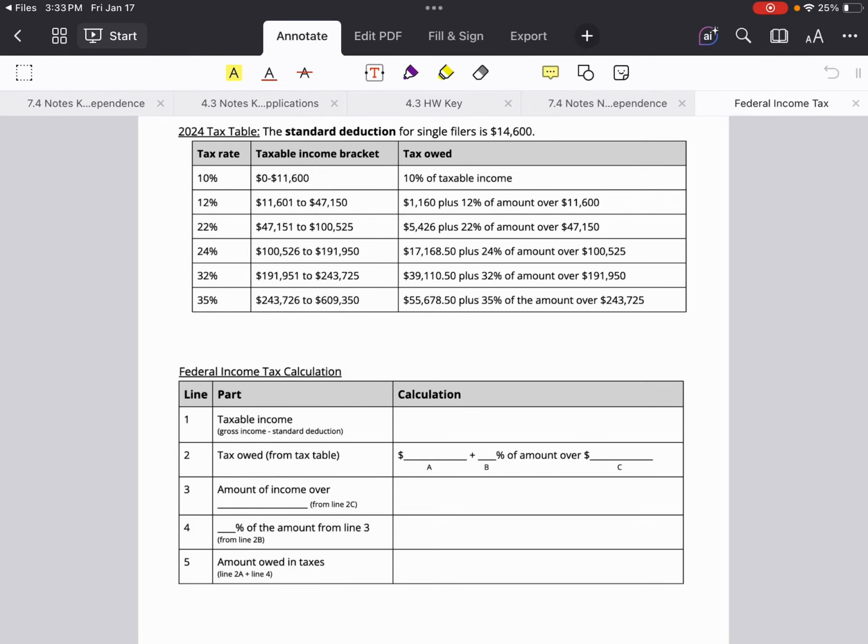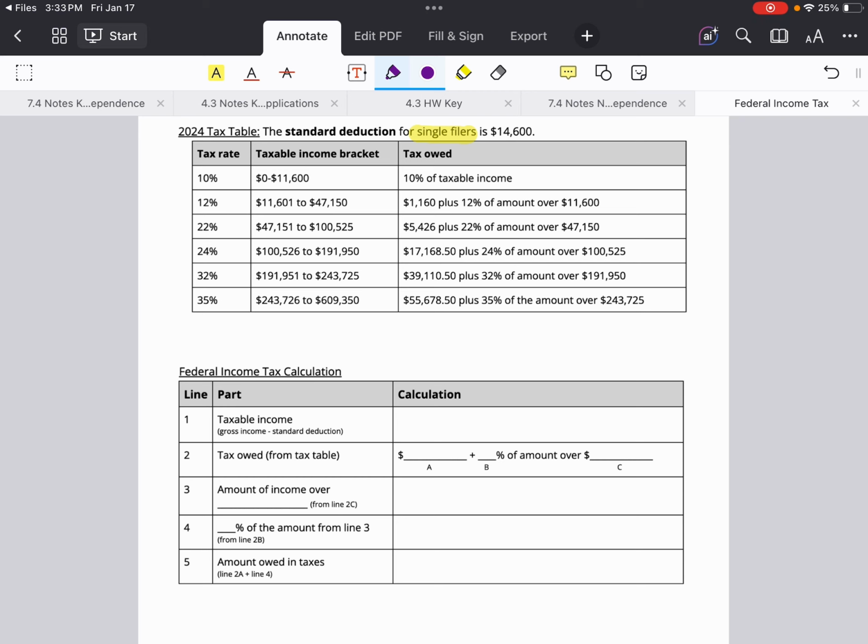We're going to go through how to calculate federal income tax and what you would pay in taxes. Now, this is specifically done with a single table, so like single filing. If you were to do this with someone filing as married, then you would just want to use the table that goes with the married filing jointly group.